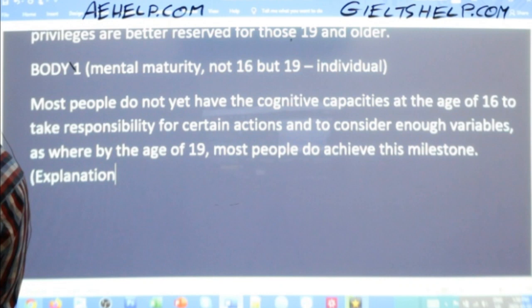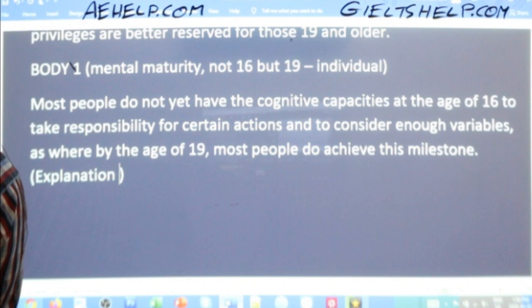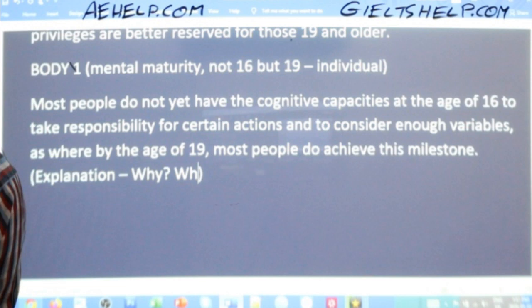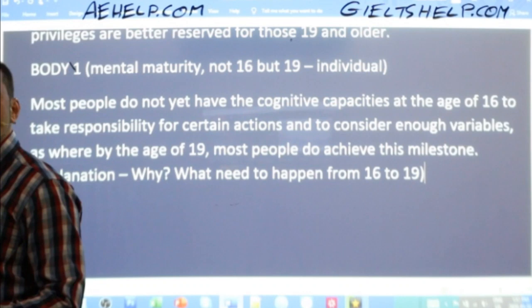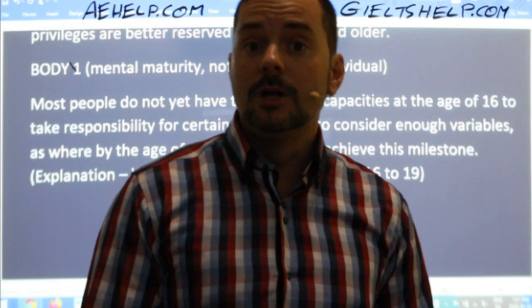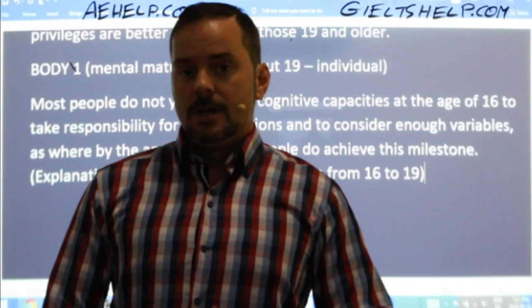So when you're thinking of the explanation, think of why and how, okay? So why, what needs to happen from 16 to 19? And I think it was Maja that said it. So to start living independently, to start gaining that real world experience of going out of the home, not being under the wings of the parents.